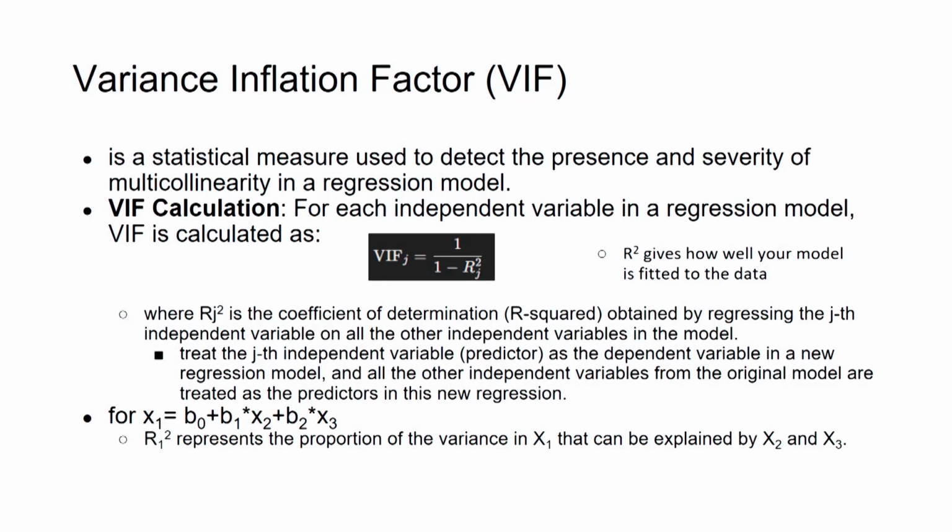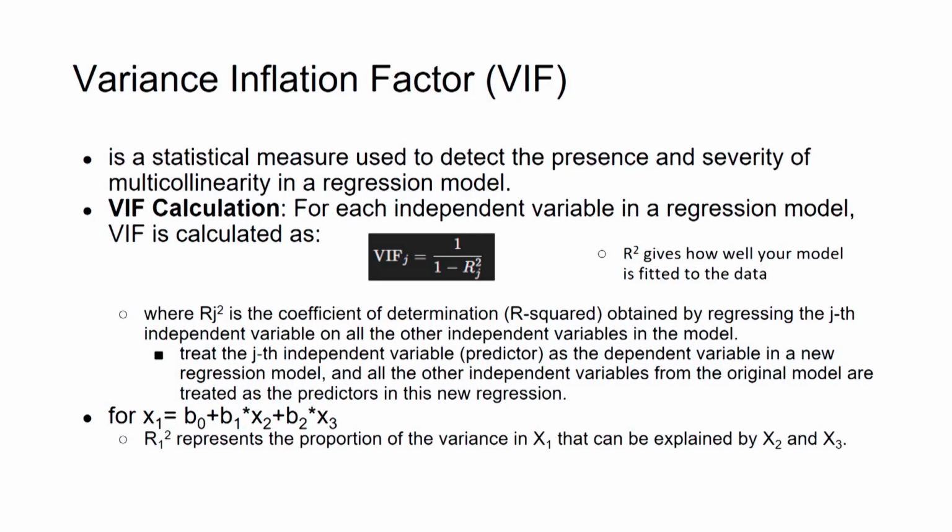Here we are treating there are only 3 independent variables, and in this case we will make 3 models. First we regress x1 on the remaining independent variables, then x2 on the remaining independent variables, then x3 on the remaining independent variables. So we will have 3 different models. X1 is equal to b naught plus b1 x2 plus b2 x3, then x2 is equal to b naught plus b1 x1 plus b2 x3, and so on.